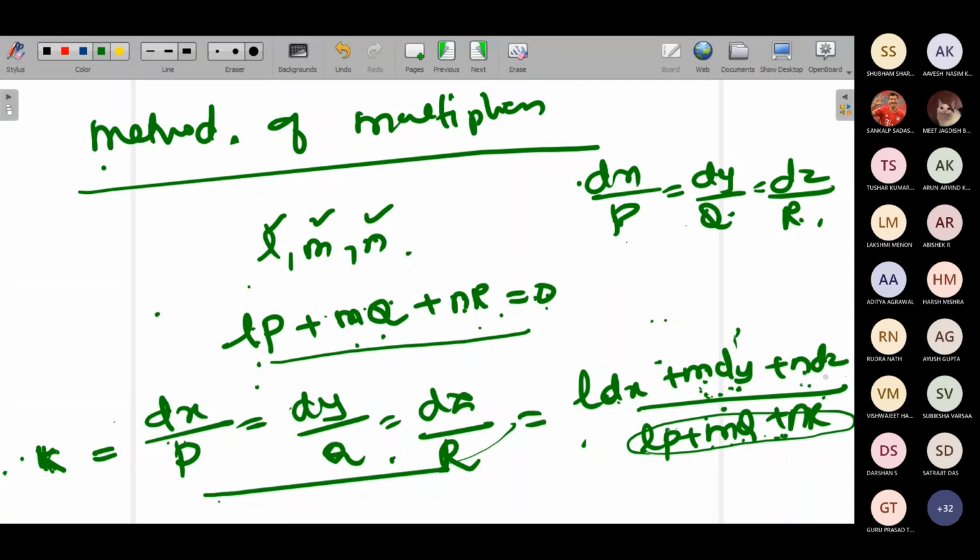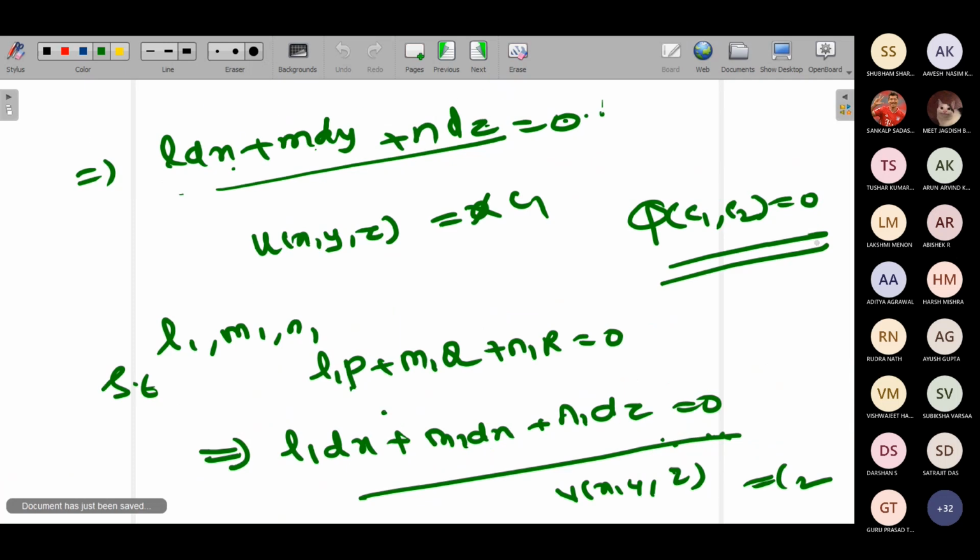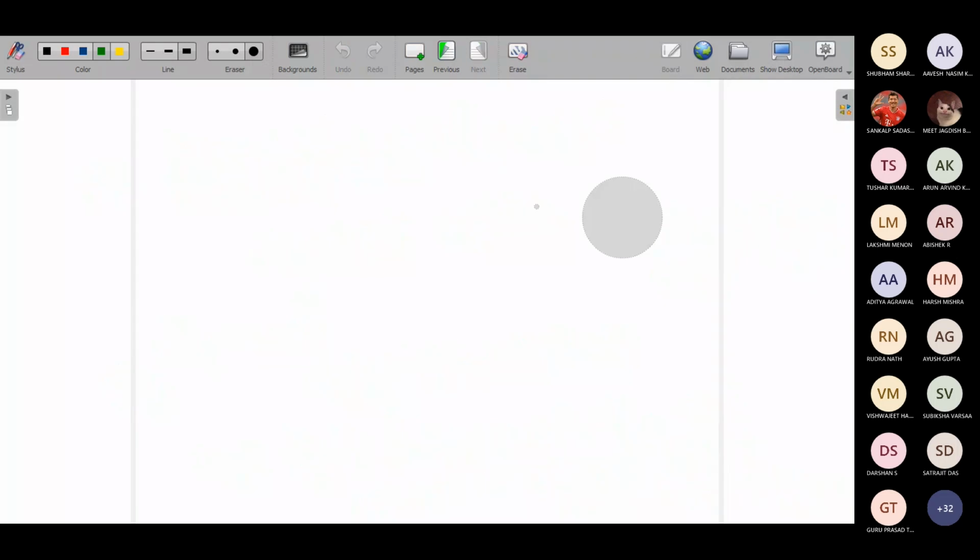Similarly, you choose the other multipliers L1, M1, N1 such that again the same condition holds: L1 into P, M1 into Q, N1 into R should be equal to 0. Since the denominator is equal to 0, again writing in the auxiliary subsidiary equation, we get one answer from this and another answer from the other. So phi of C1, C2 is equal to 0. This is the solution. Now we'll come back to that problem.